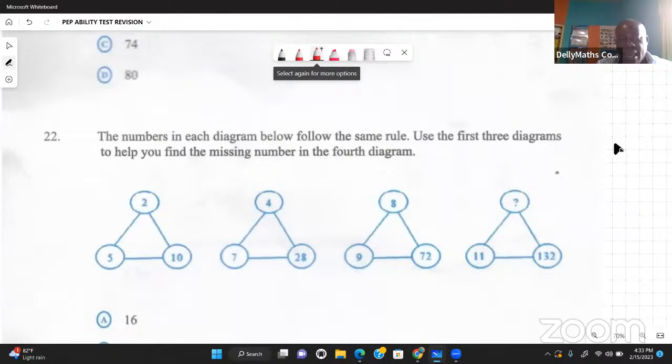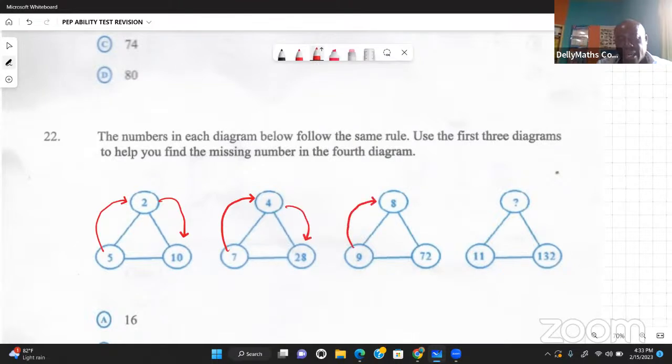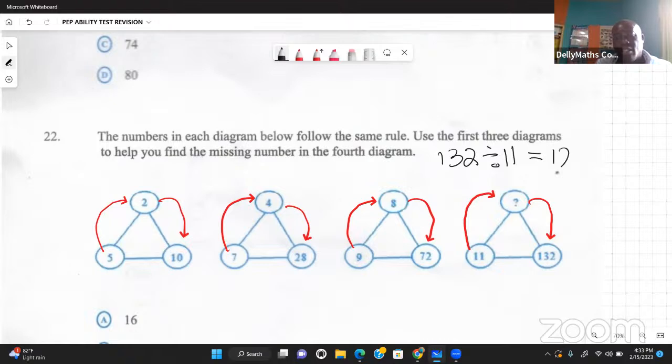When I look at this, I'm seeing 5 times 2, 10. I'm seeing 7 times 4, 28. I'm seeing 9 times 8, 72. So I'm seeing a certain pattern there. That means 11 multiplied by a certain number gives 132. If that number is not there, what you want to do is do the reverse. 132, you want to divide that by 11, and then you're looking at 12.